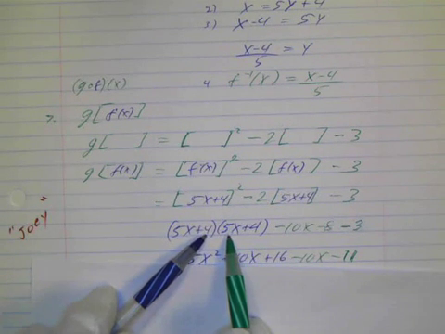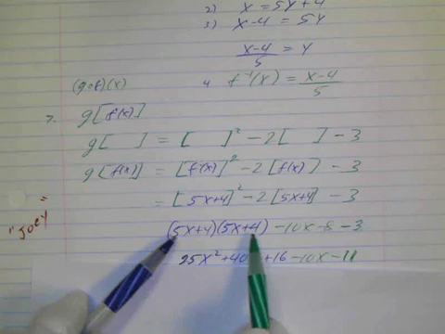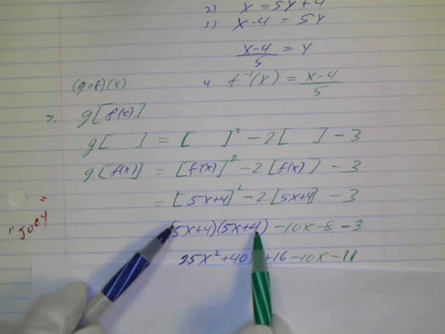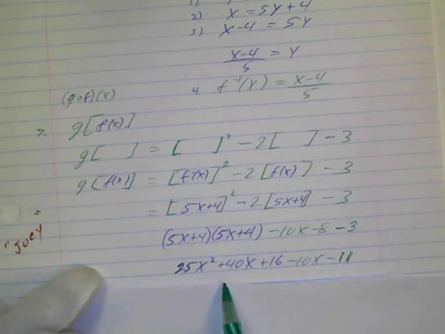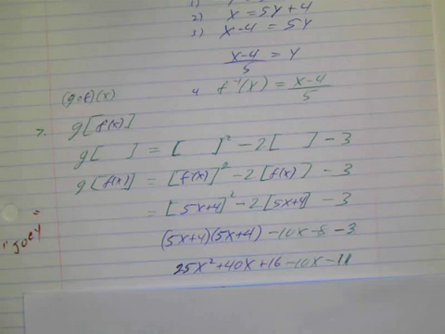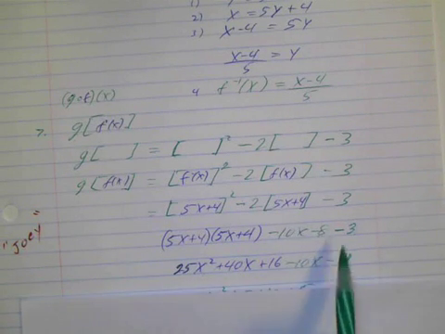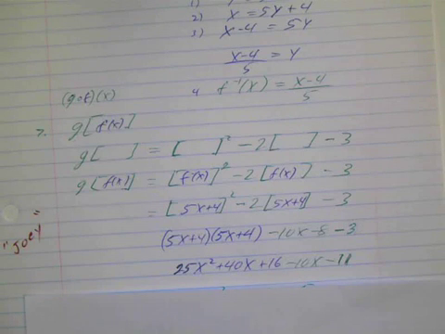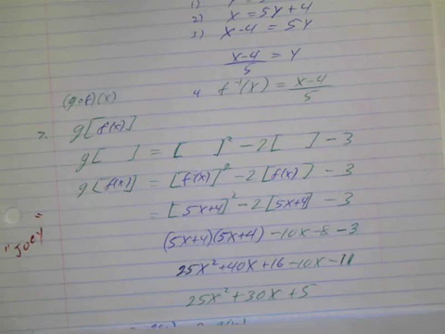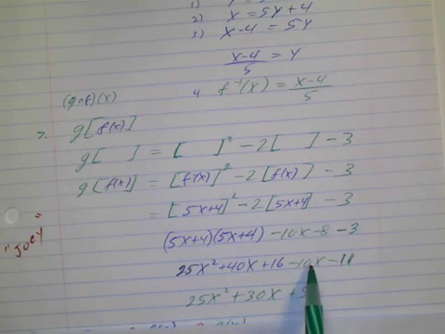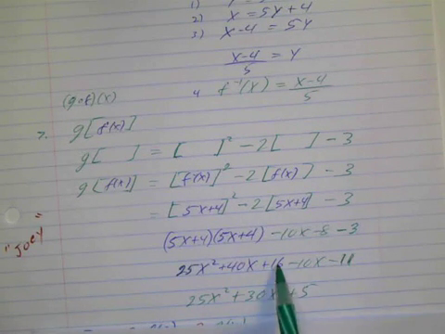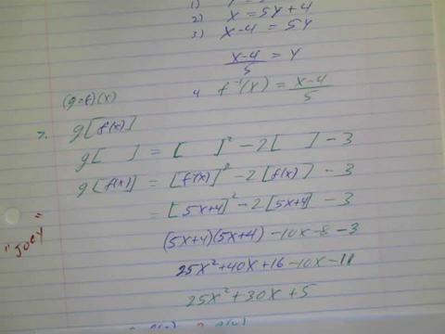4 times 5 is 20x. 4 times 5 is 20x. 20x plus 20x is 40x. And then 4 times 4 is 16. Then I've got my negative 10x, and negative 8, and negative 3 is negative 11. And then I can finally simplify these all together. This is going to be 25x squared. 40x minus 10x is 30x, and 16 minus 11 is 5. So there's your g of f of x.